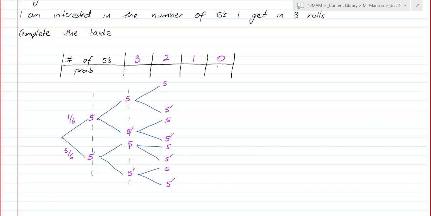First option I've got is there is one way of getting 3 fives. That's (1/6) cubed, 1/6 times 1/6 times 1/6. There's only one way to get 3 fives, and so it's 1 over 216.